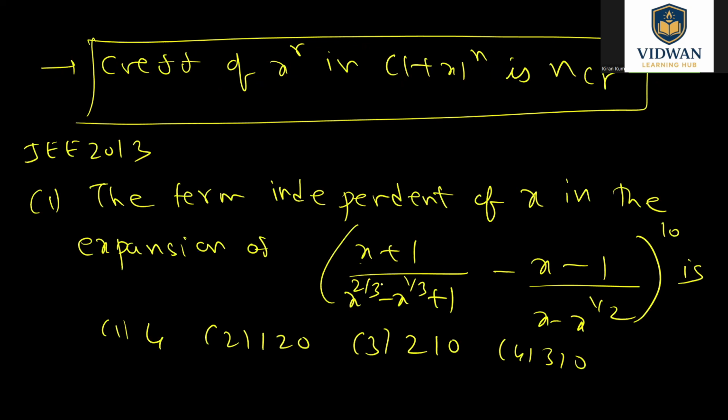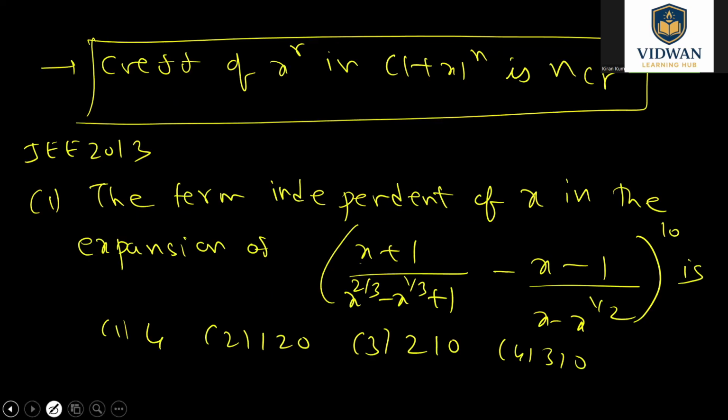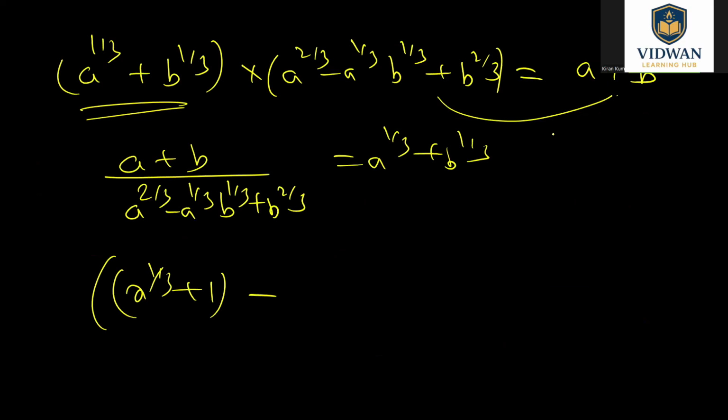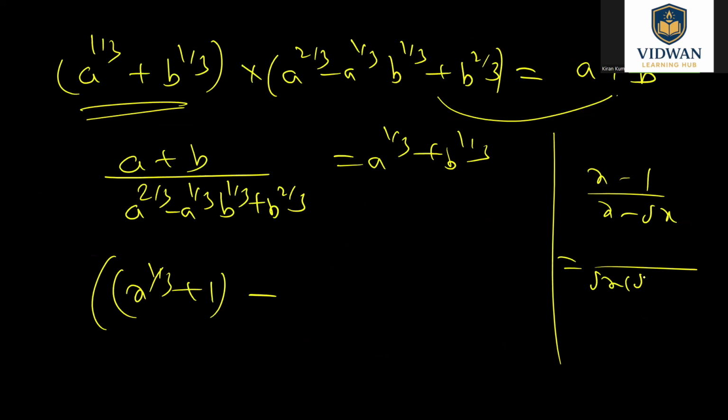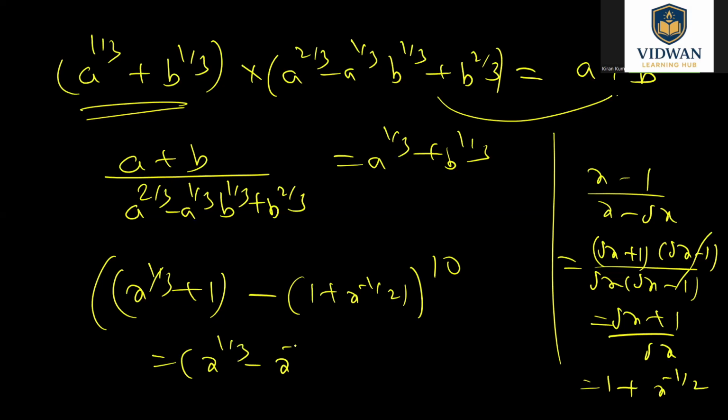So straight away you can simplify the first term and write that as x power 1 by 3 plus 1. And the second part, if you see, it is x minus 1 by x minus root x. So you can write this as root x into root x minus 1. And x minus 1 you can write as root x plus 1 into root x minus 1 when you factorize. Cancel root x minus 1. You will get root x plus 1 by root x, or 1 plus 1 by root x, or 1 plus x power minus half. So the second part you can replace with 1 plus x power minus half whole power 10. That is, first you have to simplify the expansion before you write the term. Then it will give you x power 1 by 3 minus x power minus half whole power 10.